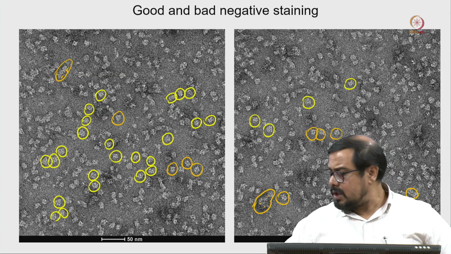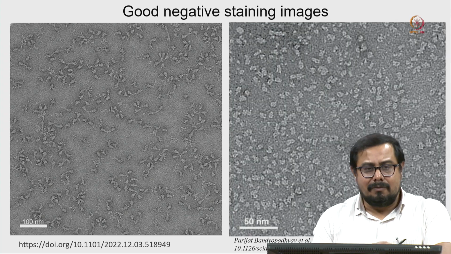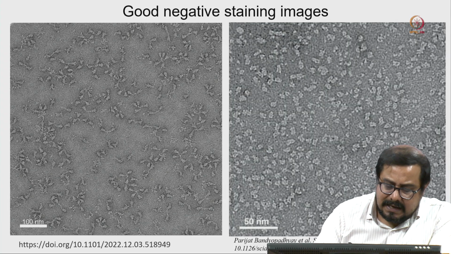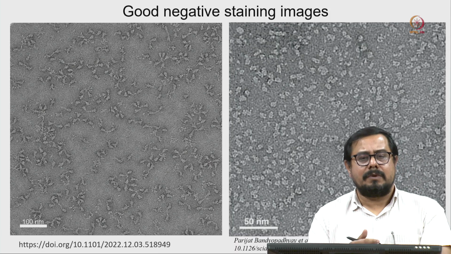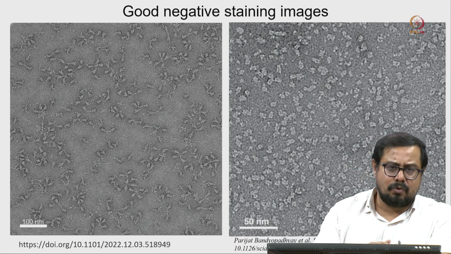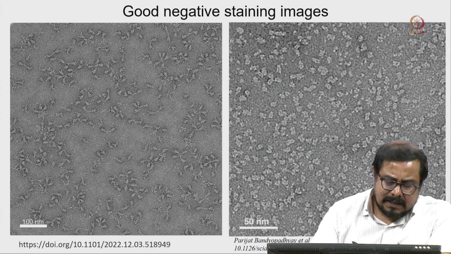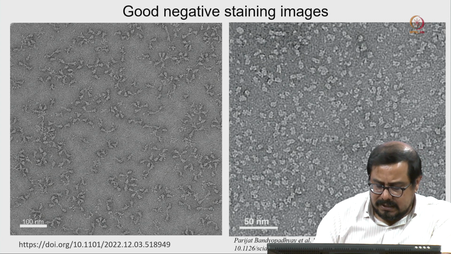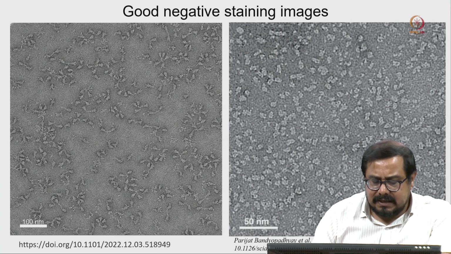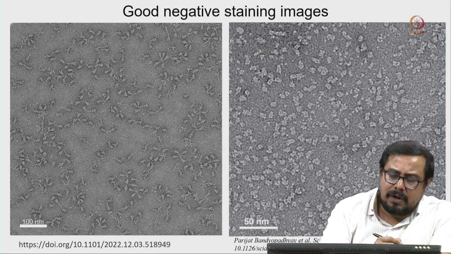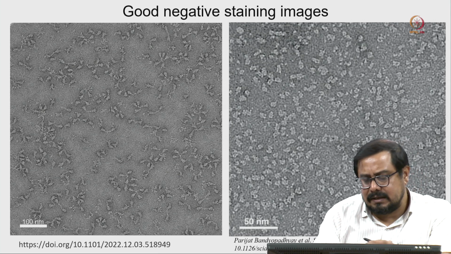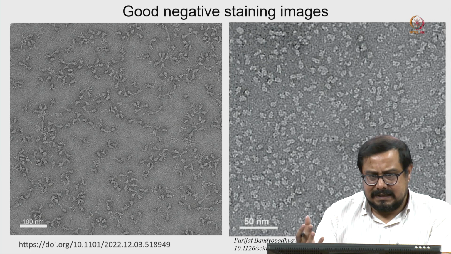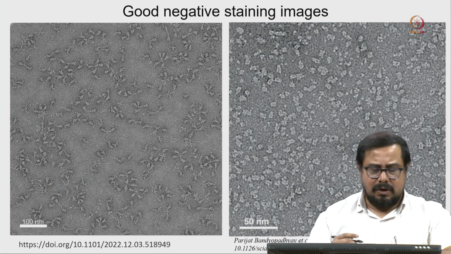Now take a look at another sample. In this particular sample, you can see this is a spike protein from SARS-CoV-2 coronaviruses. Spike protein is generally a trimeric structure, and the spike protein is attached with some antibody. So the spike protein is the antigen here and we incubated it with some antibody.